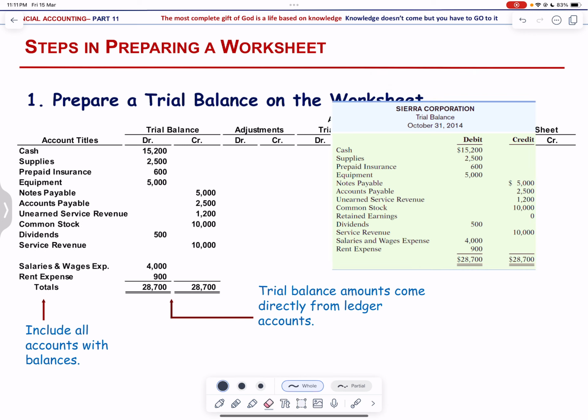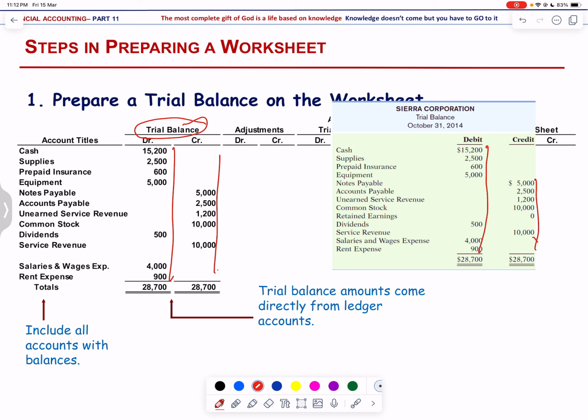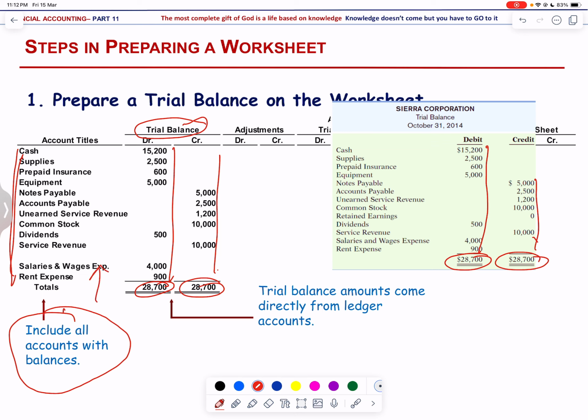So this trial balance is simply copied over here. You can see we have the trial balance, and all the balances are simply copied down. The debit amounts in the debit column, credit amounts in the credit column, and all the account titles are written over here. And obviously the total for the debit and credit of the trial balance must be equal. They are coming just directly from the ledger, and you can see that we have included all the accounts with the respective balances. These are the balances for all the accounts that are there.